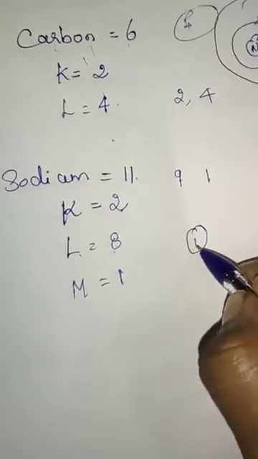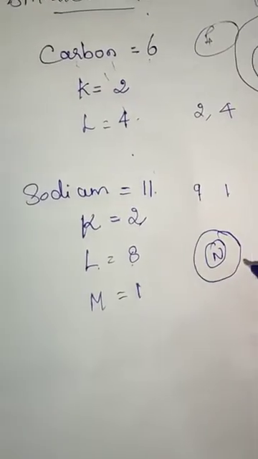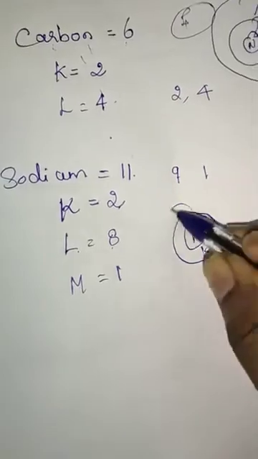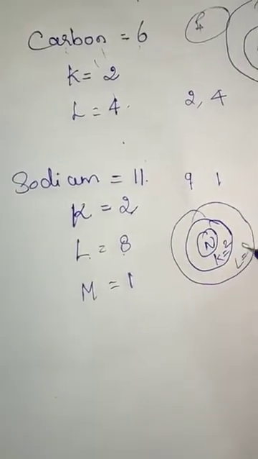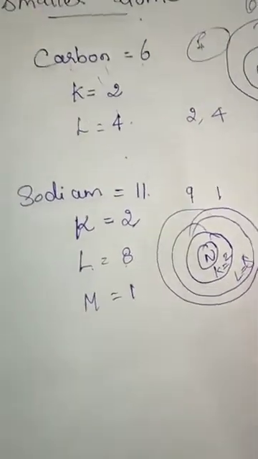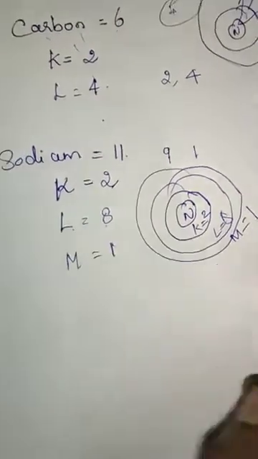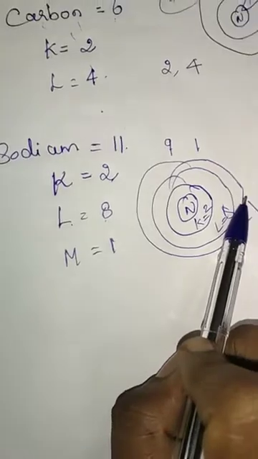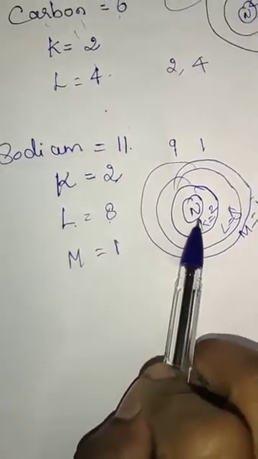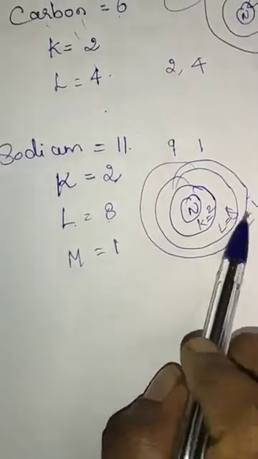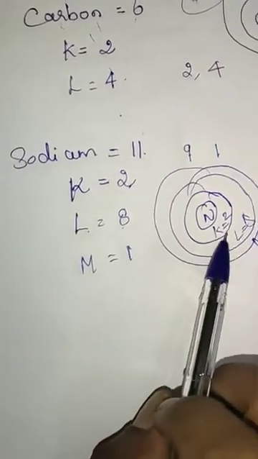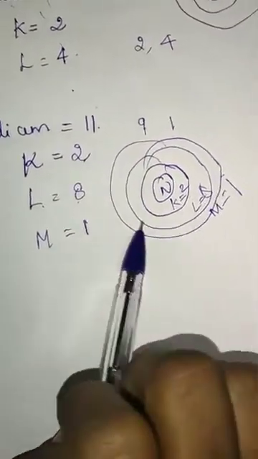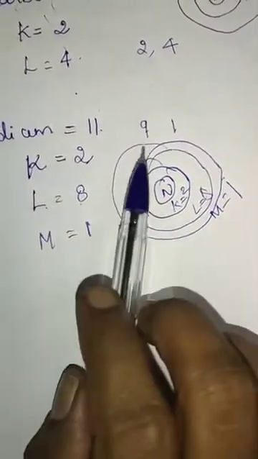So the nucleus, first orbit K is equal to 2. Next, L is equal to 8. Last one, M is equal to 1. So this is the last orbit. The sodium atom has 3 orbits. What are they? K, L, M. And this is called the outermost orbit.